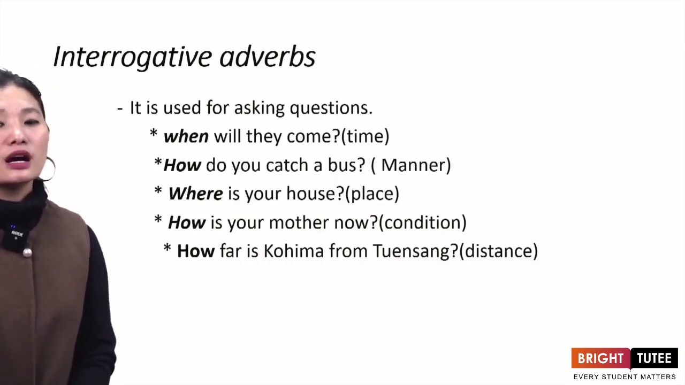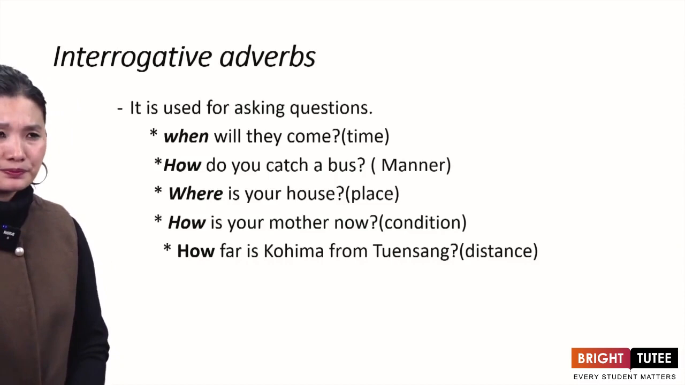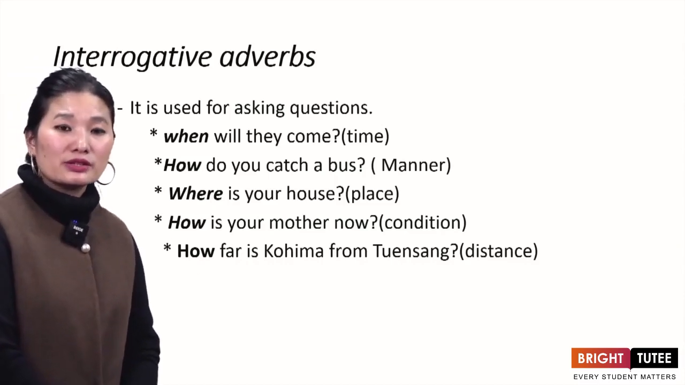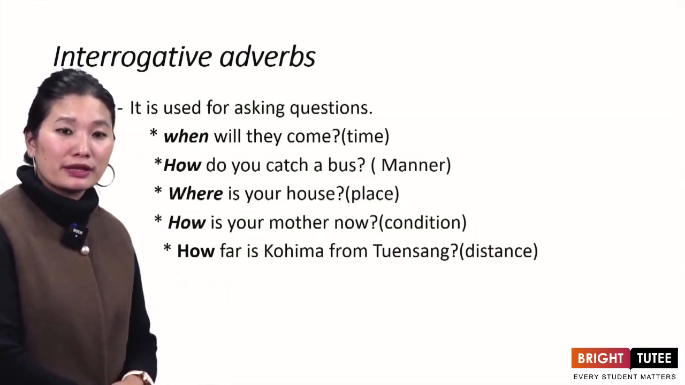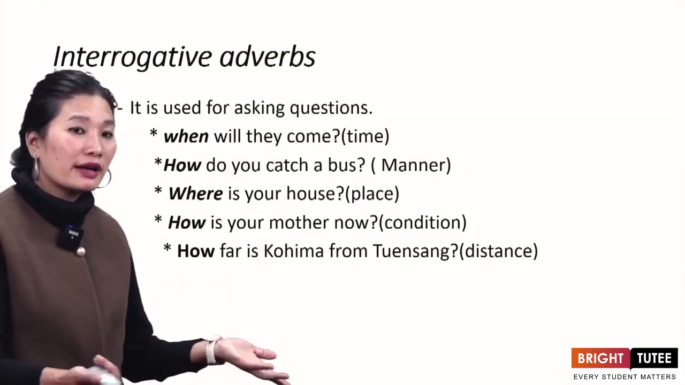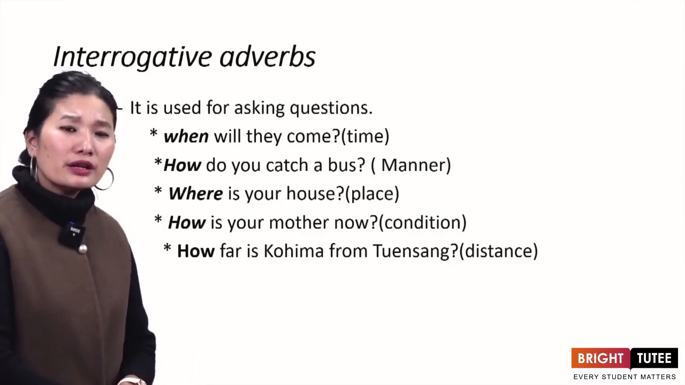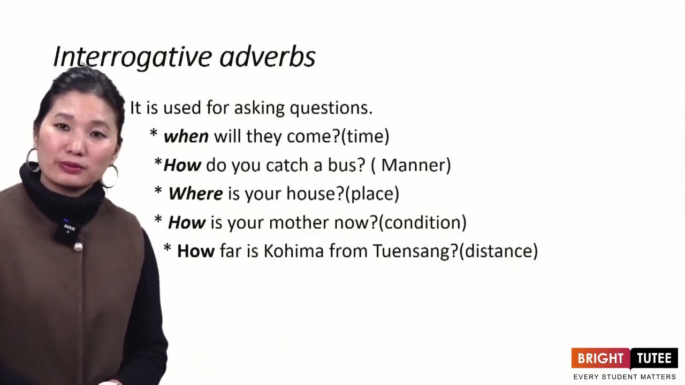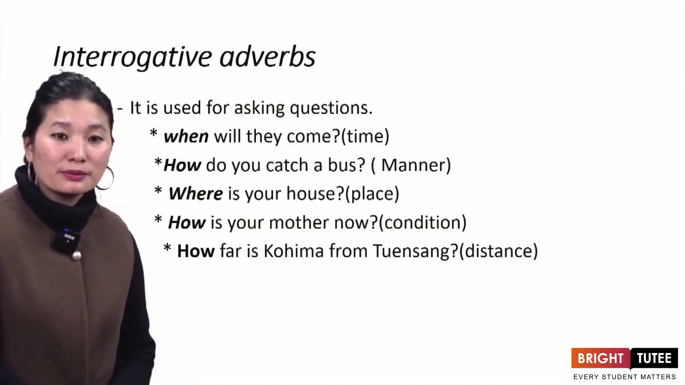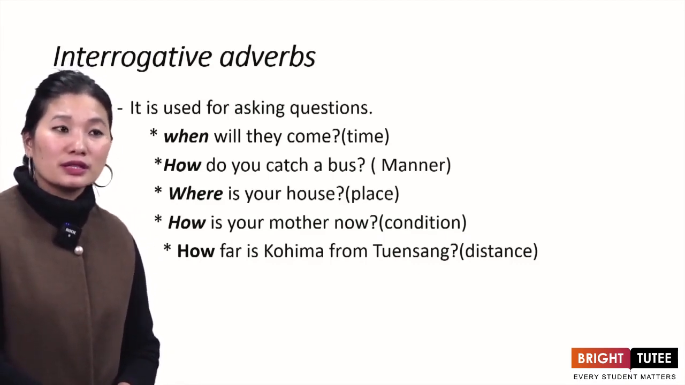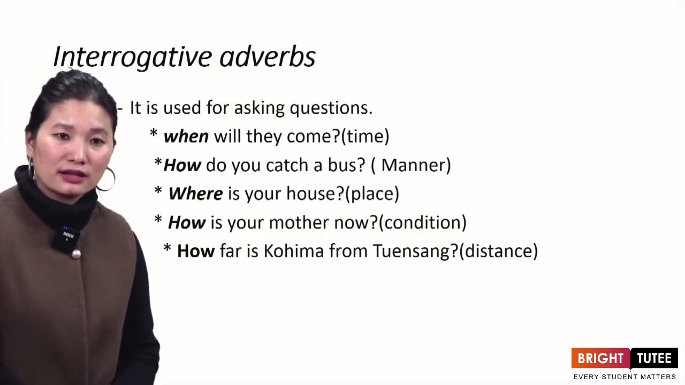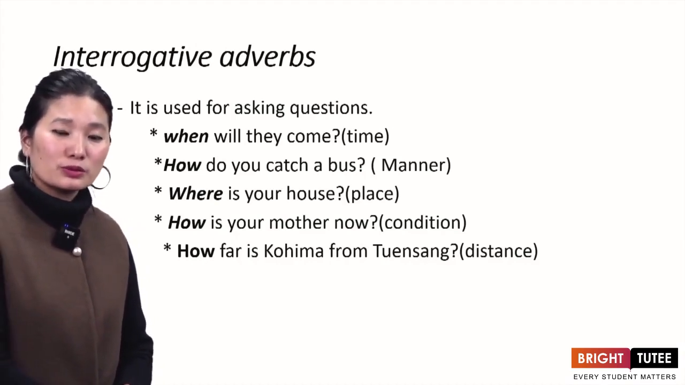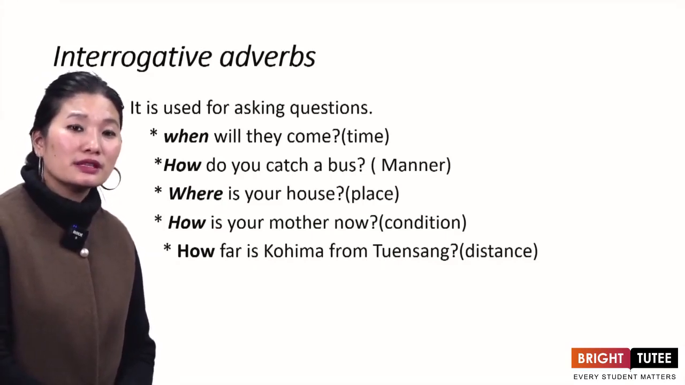The next one is, how do you catch a bus? That is manner, right? It is questioning an adverb of manner. I catch my bus by, and you can give your answer like that. Where is your house? It is also asking about a place, so that comes under interrogative adverb. How is your mother now? It is condition. And then, how far is Kohima from Tuensang? I repeat, how far is Kohima from Tuensang? So that is the distance. This comes under interrogative adverbs.